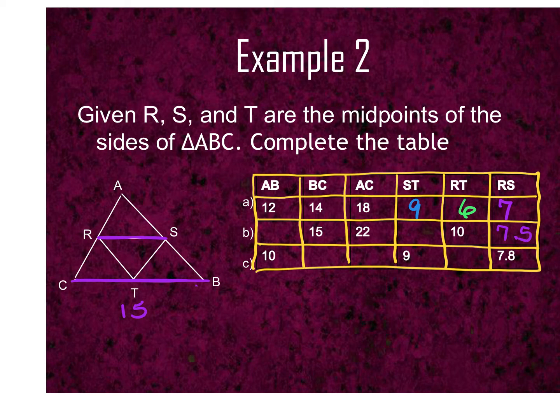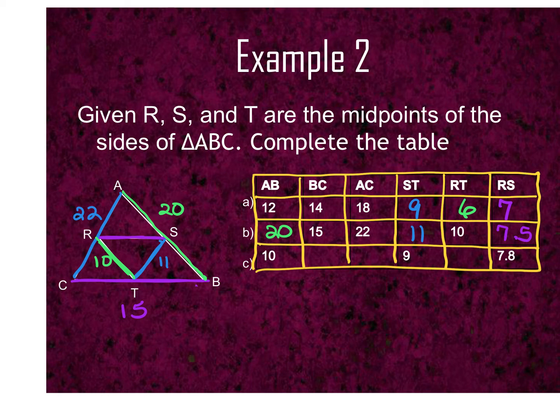Now the next piece of given was AC. And AC is going to go with ST. If AC is 22, then I know ST is going to be 11. Now my next piece of given information is a mid-segment length, and that was RT. And they told me it's 10. So now to find the length of the side of the triangle, I've got to double that mid-segment length, and AB is going to be 20.